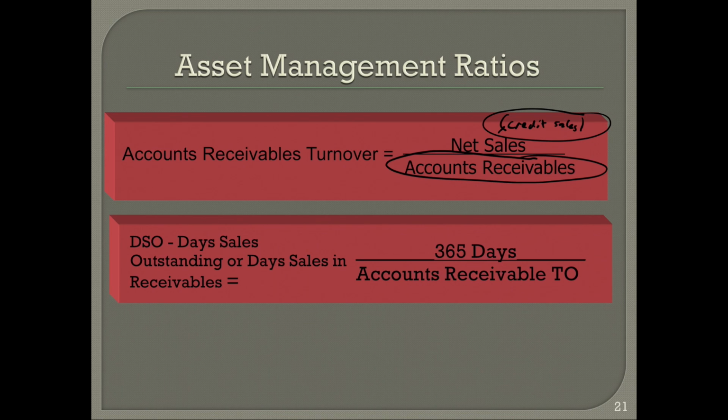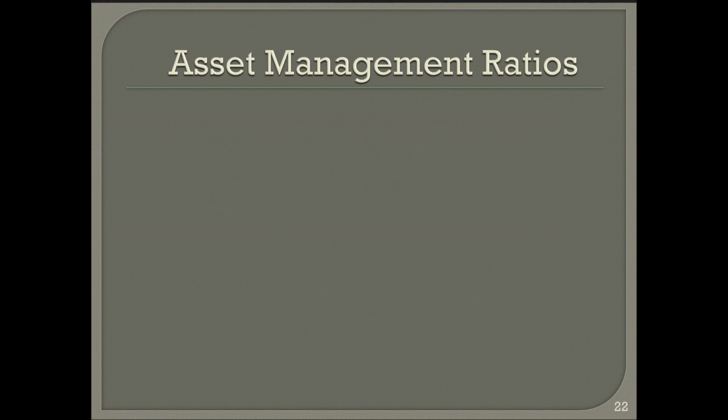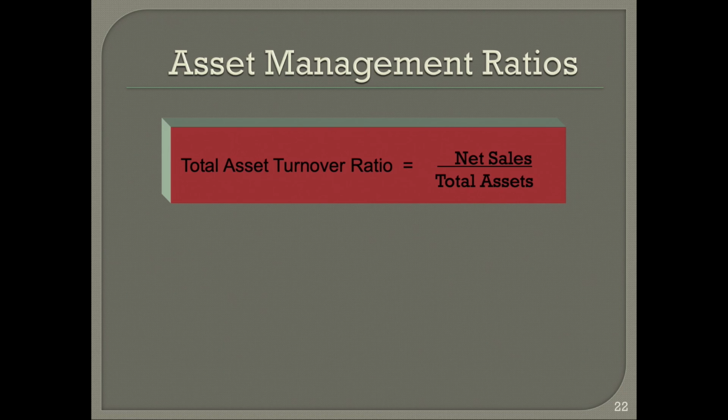So the fewer the days, the more efficient the firm. The next type of asset management or asset efficiency ratio is the total asset turnover. TAT, sometimes you'll see. Total asset turnover is simply sales divided by total assets. So what is the company's ability to generate sales from their total asset investment? We can say the company has this many dollars of sales per dollar of assets. So the higher the total asset turnover, the more efficiently the assets are translating into sales. So the higher the turnover, the more efficiently the management is utilizing their total assets.